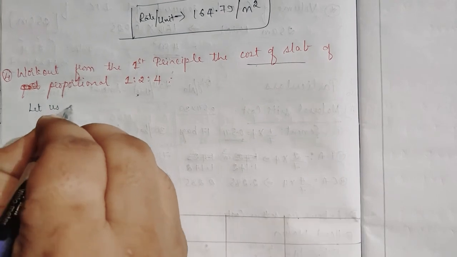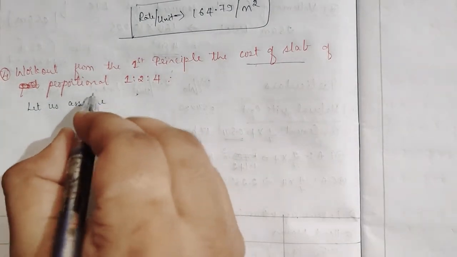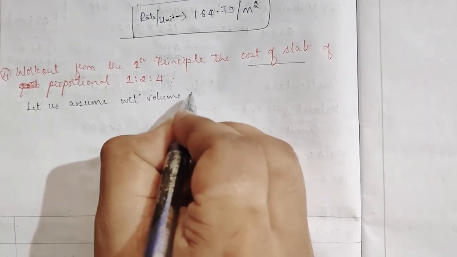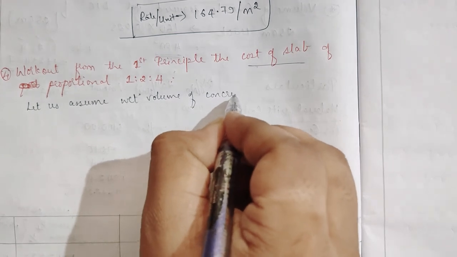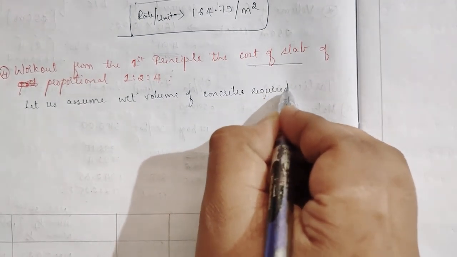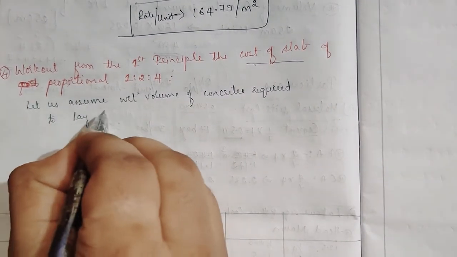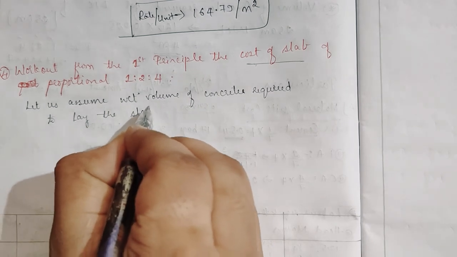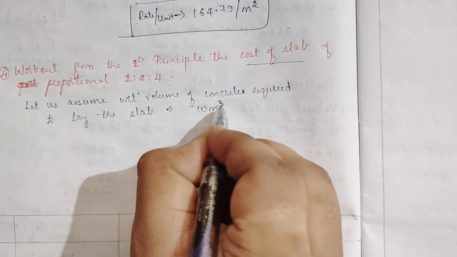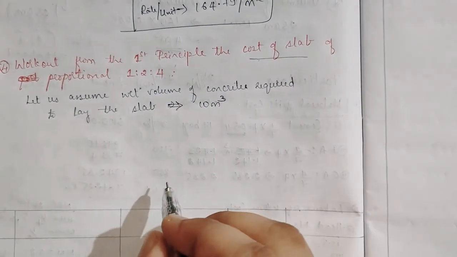Let us assume some quantity of work depending upon the type of work. So let us assume the wet volume of concrete required to lay the slab, that is 10 meter cube. Let us assume 10 meter cube of work to lay the slab, right?